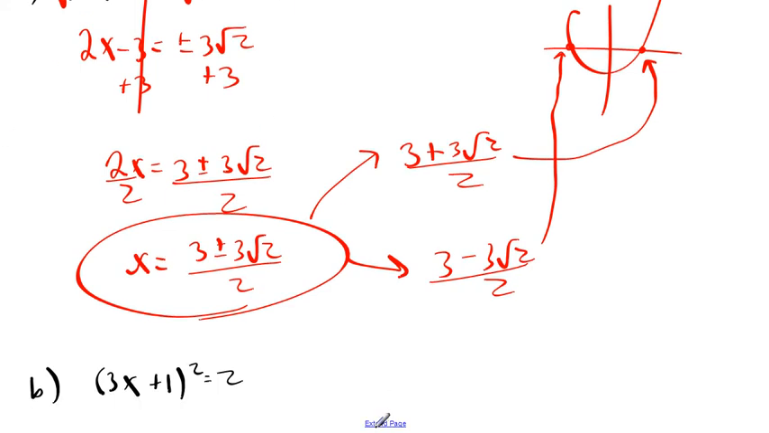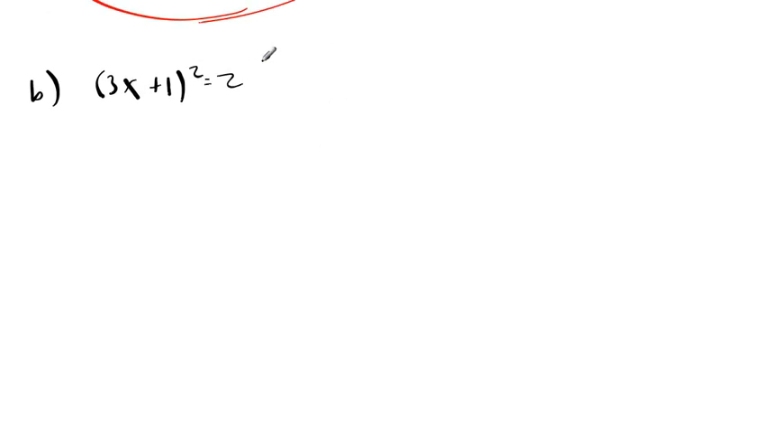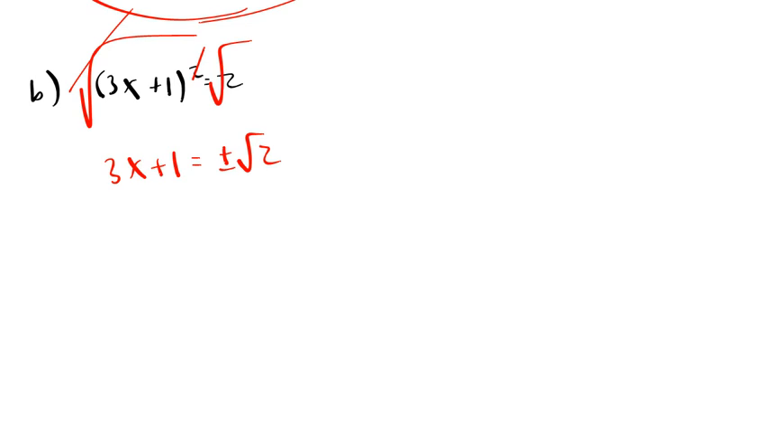All right, let's do another one here. B: 3x plus 1 quantity squared equals 2. Let's solve for x by taking the square root of both sides. The square root and the square cancel out. I get 3x plus 1 equals... Now, I can't take the square root of 2. You can't simplify that, so I'm going to just leave it as plus or minus square root of 2. Sometimes that happens, right? You can't simplify it.